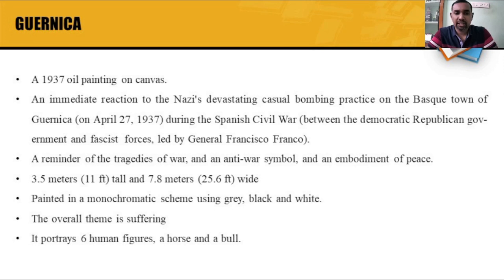Let me also tell you something about this war. In 1936, a civil war began in Spain between the Democratic Republic government and fascist forces led by General Francisco Franco, who was attempting to overthrow the government.